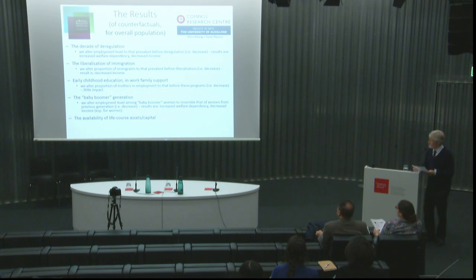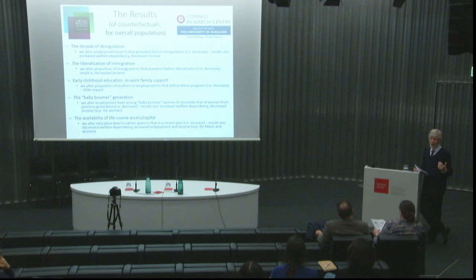Finally, the availability of life course assets. We looked at what would happen if, opening up the tertiary sector, we introduced student fees, which everyone thought was a bad thing, but actually what it did was blow open the entire tertiary sector. The proportion of the age group going to universities doubled and trebled from the 90s. So what would have happened if that had been available earlier? Results are that if we'd had that increase in access to education earlier, we would have had less welfare dependency and increased employment and income, especially for Maori and women.